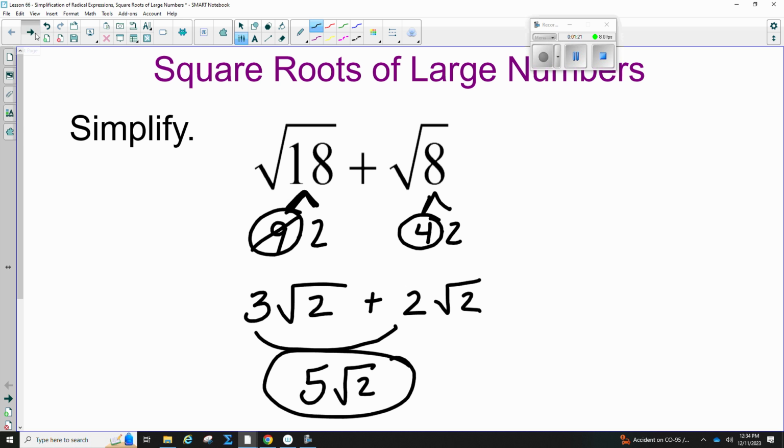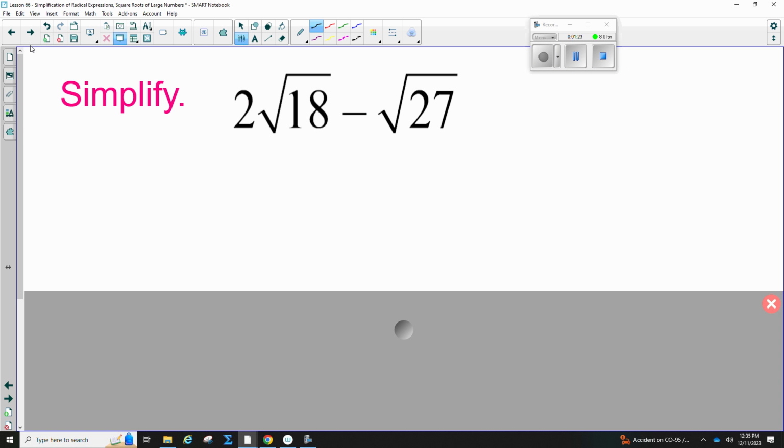All right, let's try another one. 2 root 18 minus the square root of 27. So we just did 18 on the last one. So again, it's best to break it down as 9 times 2. And then what's the square root of 9? Okay, this one already has a number out front. I don't know if we've done one like this, okay? So I pulled out a 3, and it is going to multiply to whatever is already out front, okay? So anytime you take that square root out, multiply it to the number in front. So this gives me 6 root 2.